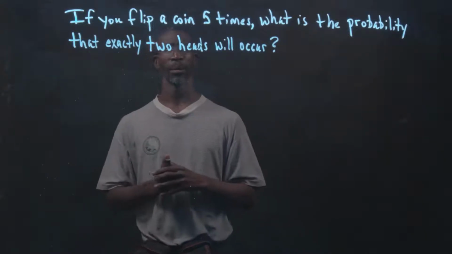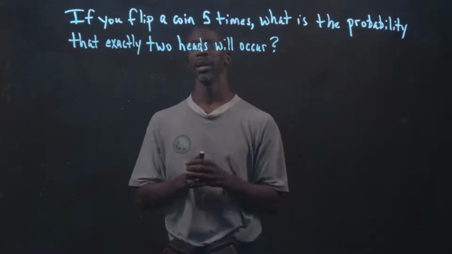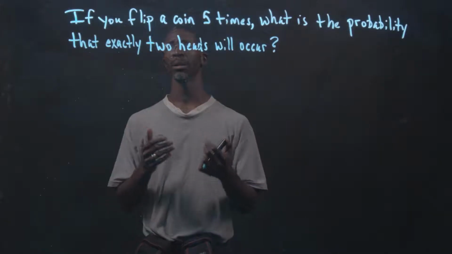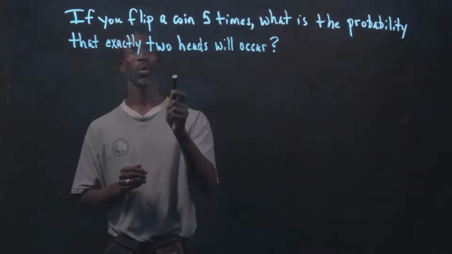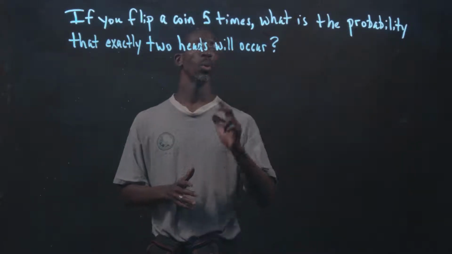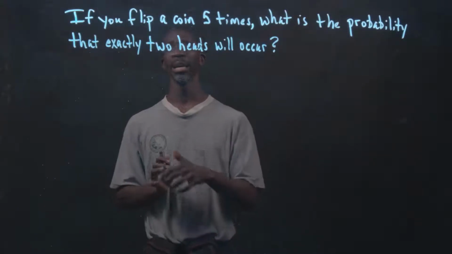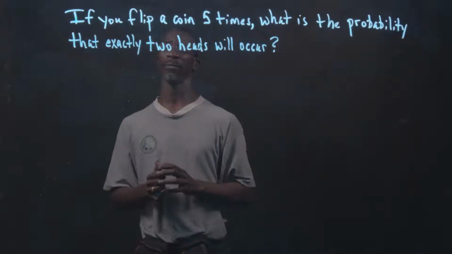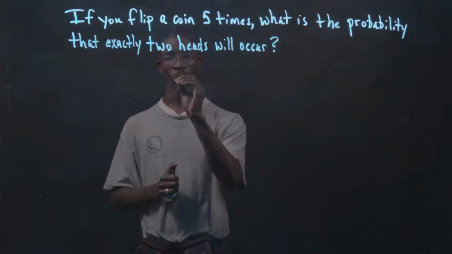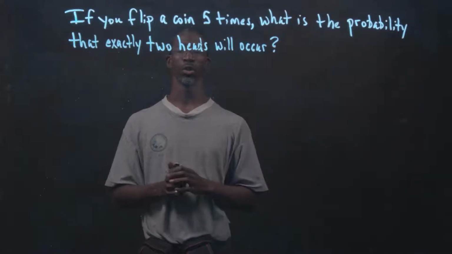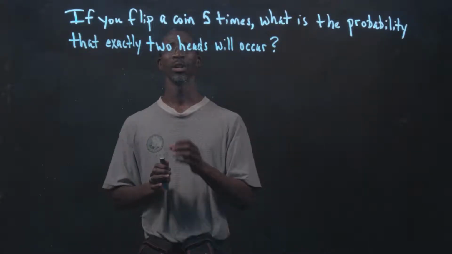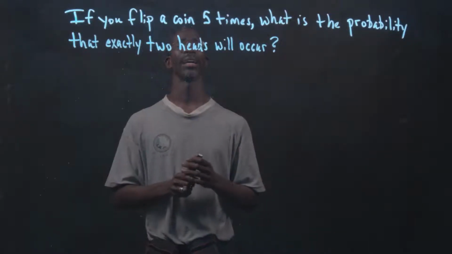Here we have a word problem that's focused on probability and flipping of a coin. I'll read the problem. If you flip a coin 5 times, what is the probability that exactly 2 heads will occur? This word exactly is rather significant. It means exactly and only 2, not more than 2 and not less than 2, specifically only 2 heads.